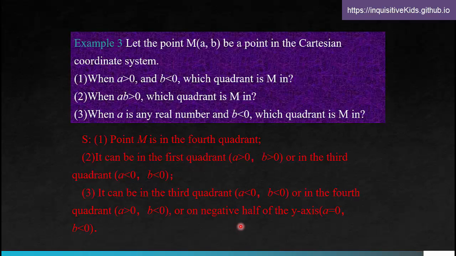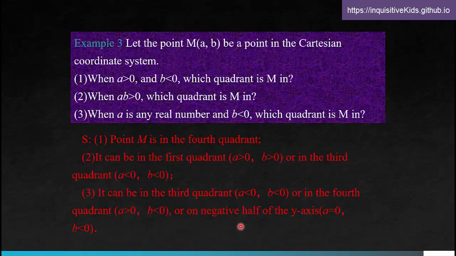And for number 3, when a is any real number and b is less than 0, what quadrant is M in? It says a is any real number, meaning that it could be 0. So it can be in the third quadrant when a is less than 0 and b is less than 0, or in the fourth quadrant when a is greater than 0 but b is still less than 0. And it can even be on the negative half of the y-axis when a is equal to 0 and b is less than 0. So when you're discussing them separately, always try to write down every single possible answer, all right? Even if it's only one value, that still works.